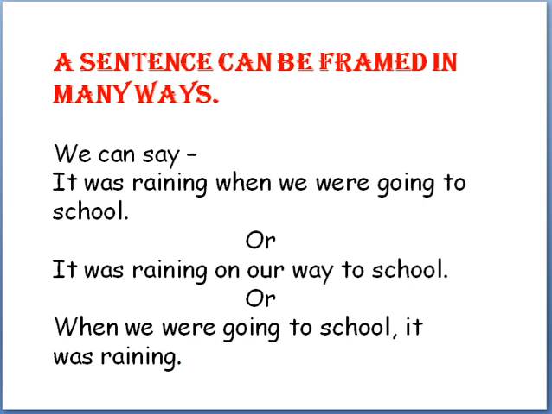Now look at the next sentence. It was raining on our way to school. This is another way of saying or framing that sentence, but the meaning remains unchanged. The meaning is same. And there is also a third way of expressing it. We can say, when we were going to school it was raining. The third one begins with the conjunction when. None of the sentences is wrong. Every one of them is correct, and we can use it in different ways.